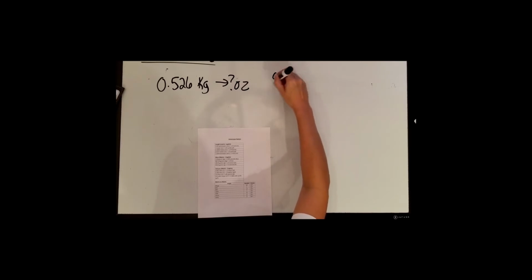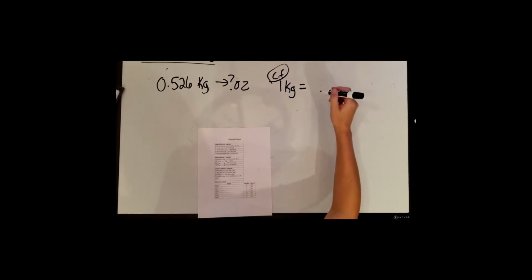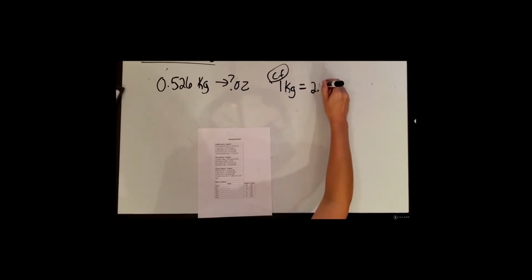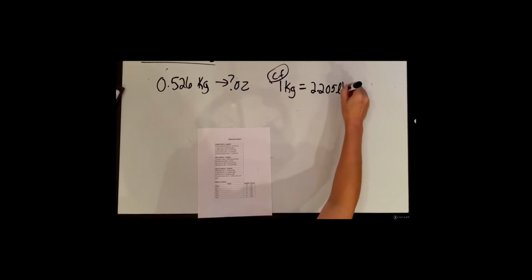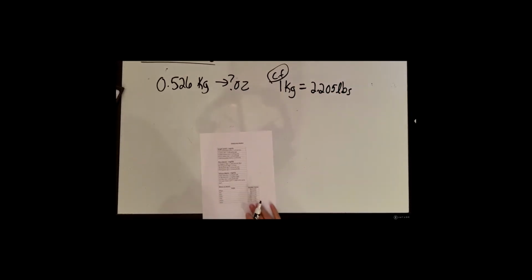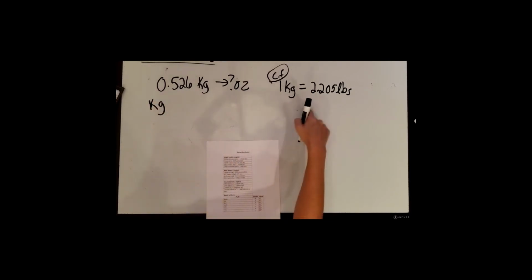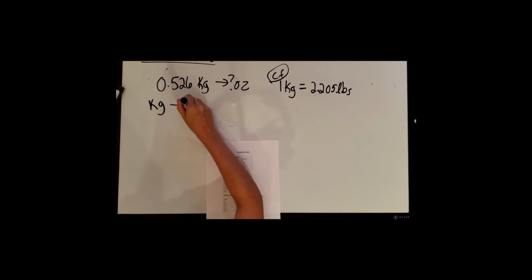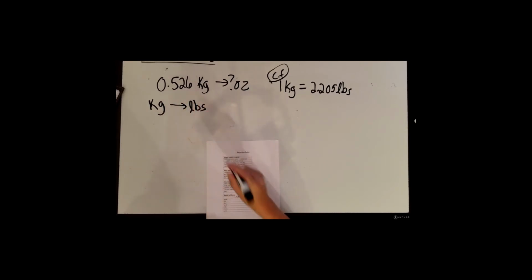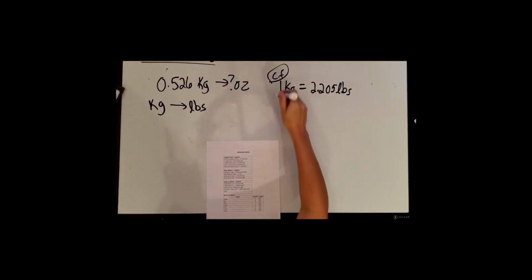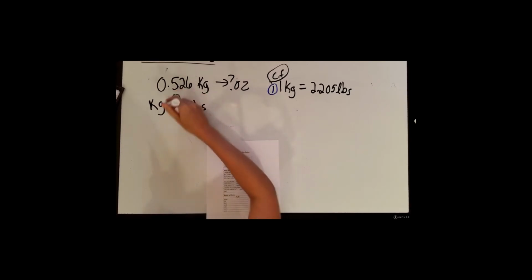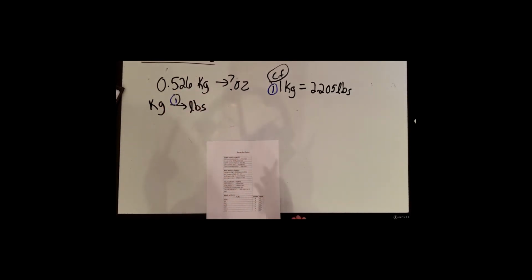So here are my conversion factors over here. 1 kilogram is equal to 2.205 lbs. Okay, so let's write a chain here. So if I have kilograms and I use this conversion factor here, that's going to get me to pounds. Conversion factor number 1. All right, so once I'm in pounds, can I get to ounces?